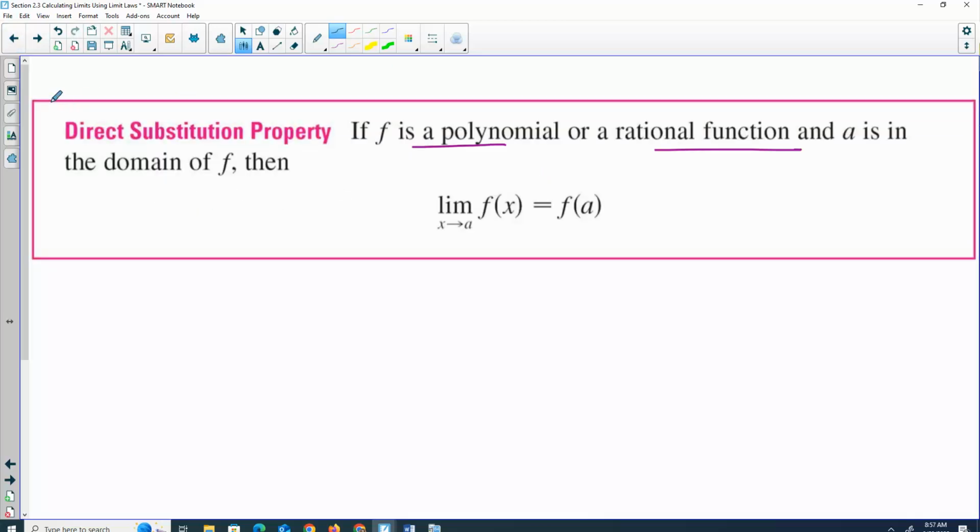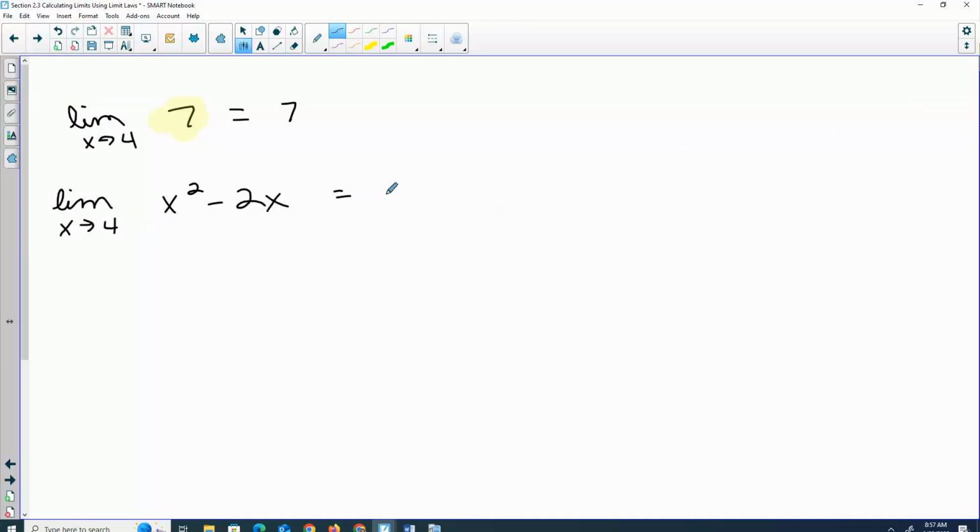Maybe look back at, this was our last slide. X squared minus 2x is a polynomial, right? And this tells us if it's a polynomial, you can just plug in your x. So I can just plug in my 4 to my function. So we get 16 minus 8, which is 8. Much faster than making 2 tables.